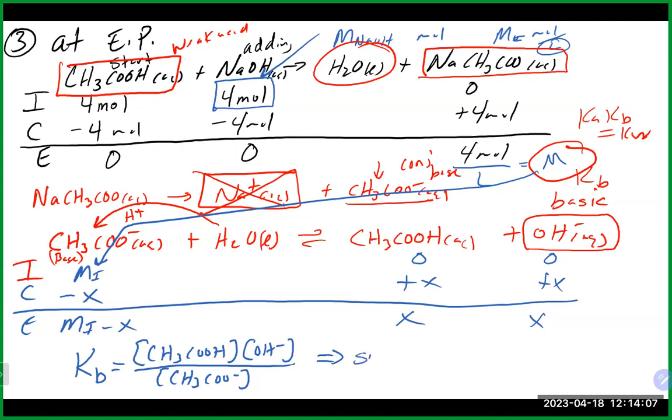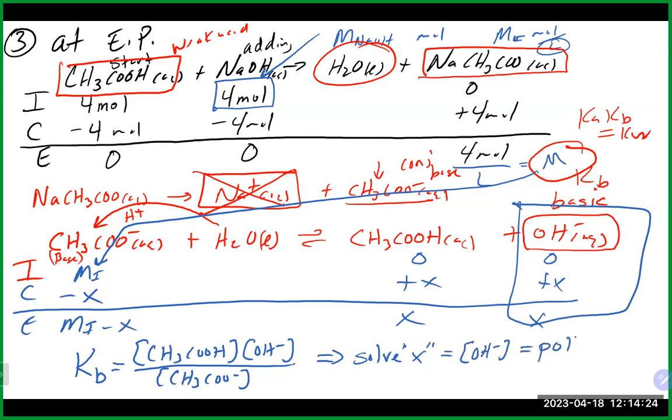You would solve for x. It's also really important to remember when I solve for x in this case, what does it equal? It equals the hydroxide concentration, not the H plus. So that means that's going to equal the hydroxide, which means you got to first go to pOH and then to the pH at this point.